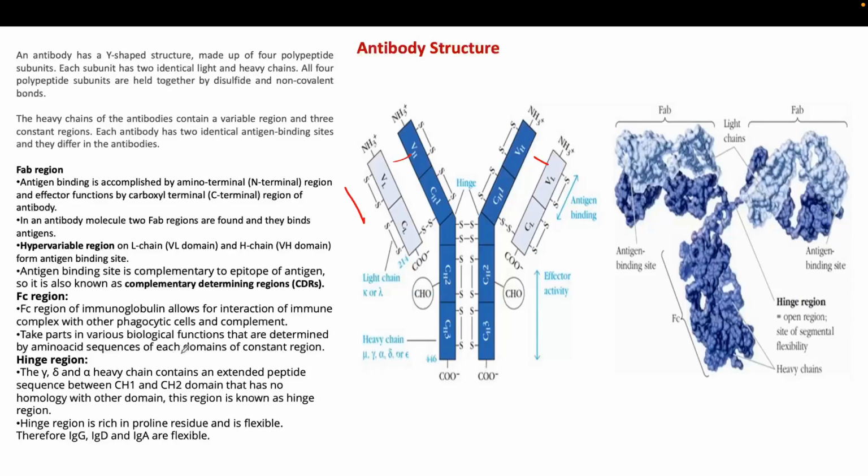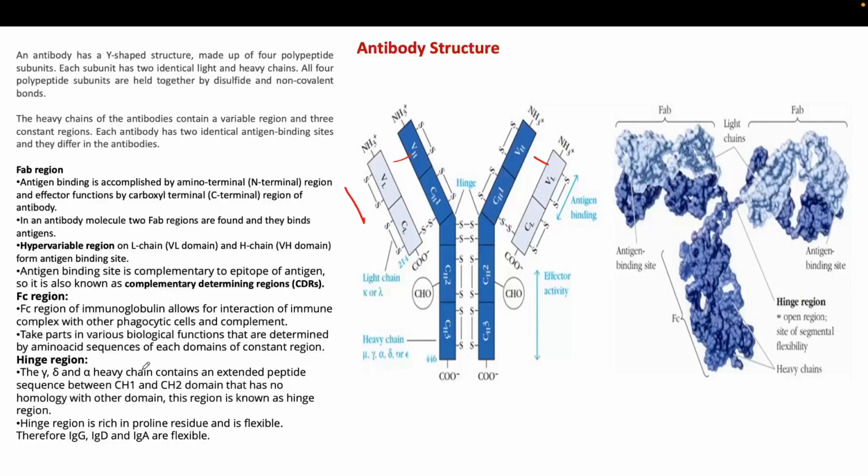It takes part in various biological functions that are determined by the amino acid sequence of each domain of the constant region. So which type of function it will do depends on the amino acid sequence of each domain of the constant region. The constant region carries the signal for which kind of immune system it will participate in.